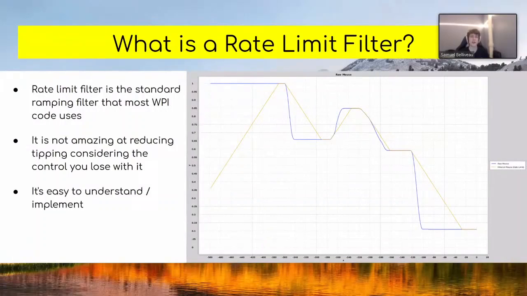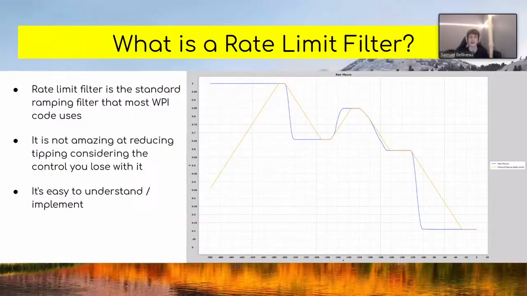So what's a rate limit filter? Also, I did give a presentation last year about filtering, but that was pretty old information and the research that we did on filters has significantly changed it. So the rate limit filter is the standard ramping filter built into WPILib.